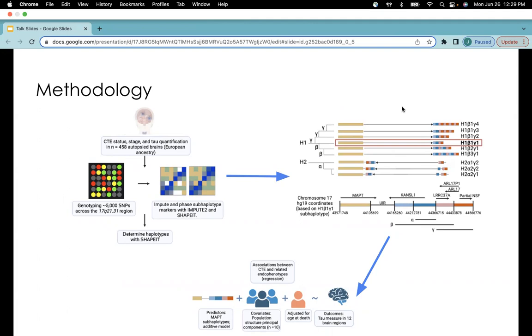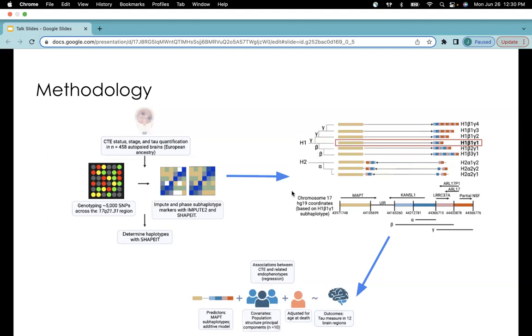458 donors of European ancestry from the Understanding Neurologic Injury and Traumatic Encephalopathy, or UNITE Brain Bank, with known RHIs were evaluated for CTE status, stage, and tau burden throughout the brain, as well as evaluated for a prior history of dementia. Donors were genotyped on 5,000 SNPs across the 17q21 region, and then tools such as impute2 and shape-it were used to impute and phase the subhaplotype markers throughout the MAPT region. And then the subhaplotypes were ultimately determined with another round of shape-it.